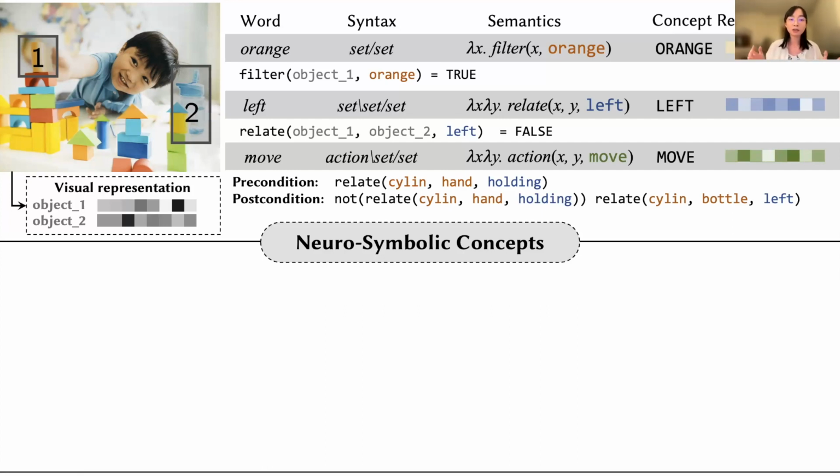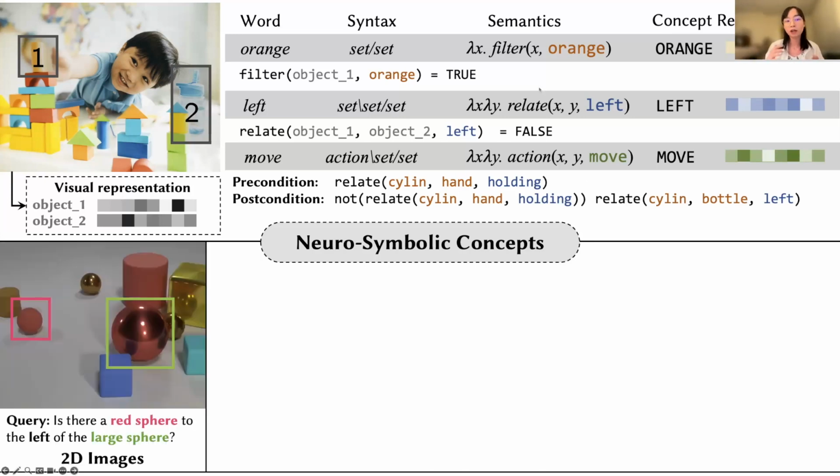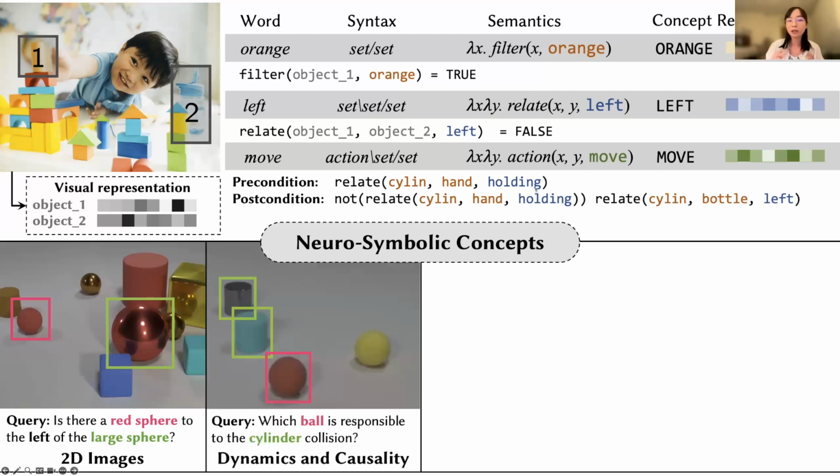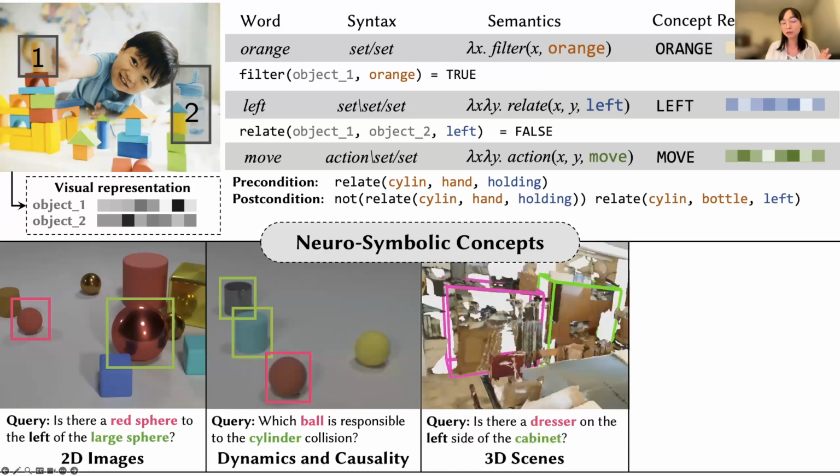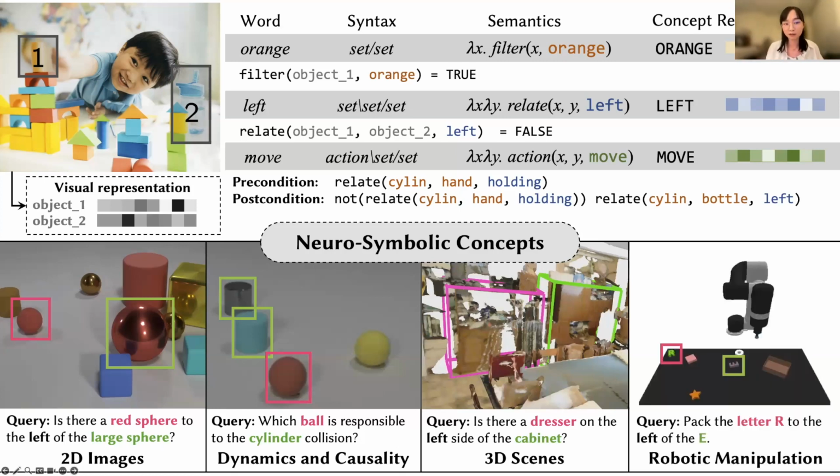Combining these neurosymbolic concepts in various ways allows us to solve a lot of problems in physical reasoning and action. For example, we can answer questions and write image captions about 2D images, understand the dynamics of events and causal relationships between events in videos, and do similar things in 3D. And of course, we can do manipulation tasks by combining all those concepts. Today I'm going to focus on the robotic manipulation aspects of these neurosymbolic concepts.